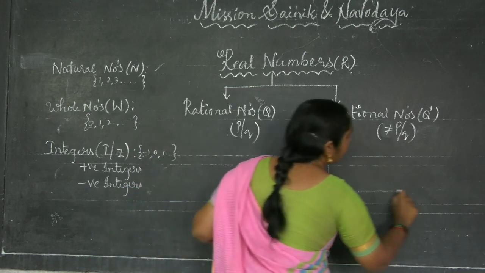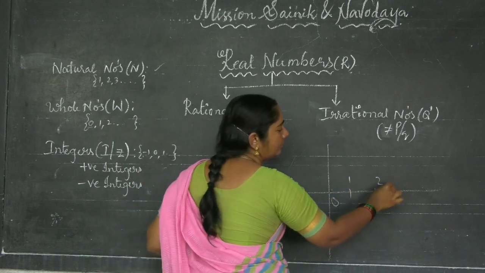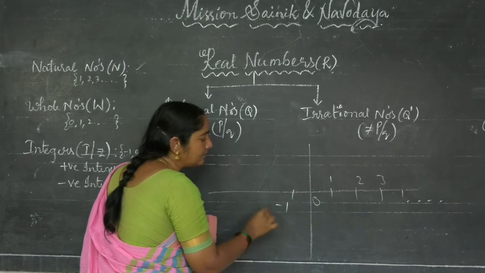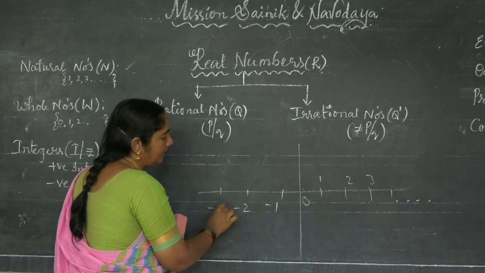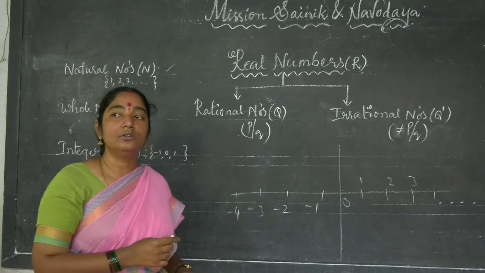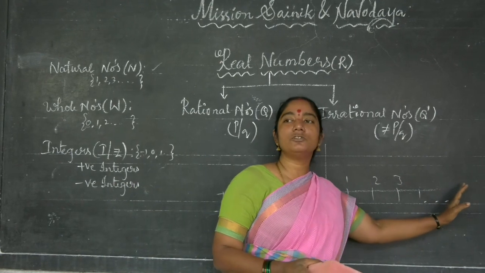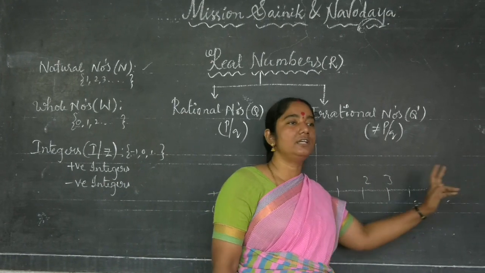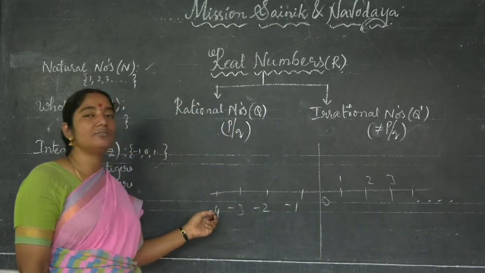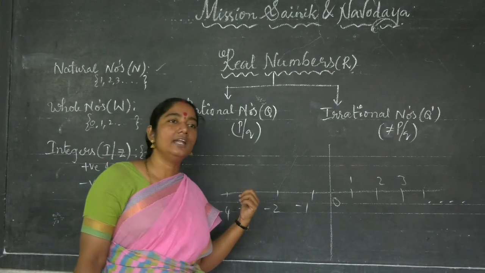Because on a number line it goes 0, plus 1, 2, 3, etc., and minus 1, minus 2, minus 3, minus 4, like that it goes. These are called the positive integers: plus 1, plus 2, plus 3. And minus 1, minus 2, minus 3, minus 4 are called negative integers.